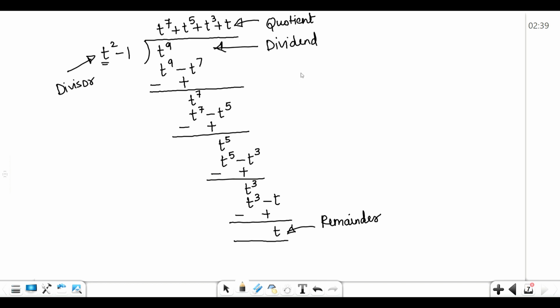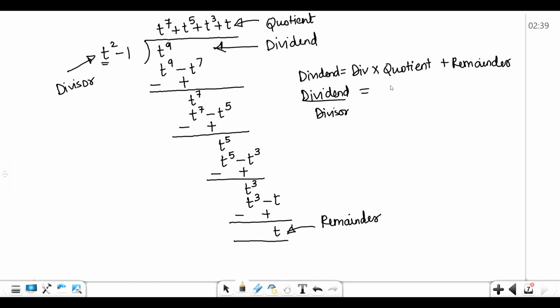So we'll use the basic formula, which is nothing but dividend is equal to divisor into quotient plus remainder. Okay, now we'll divide this whole equation by the divisor, so that becomes dividend upon divisor is equal to, the divisor will get cancelled, so we are left with quotient plus remainder upon divisor.